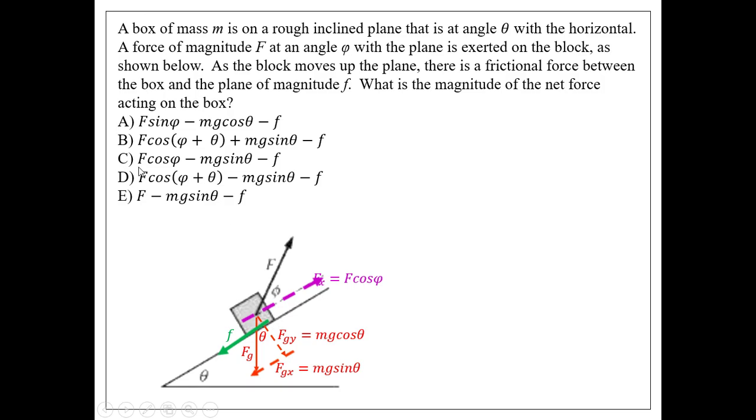Choice C says f cosine of phi, or phi, however you want to say it, minus f of gx, which is mg sine of theta, minus friction. So choice C is the only answer that matches with my vector and vector components in the x direction along the surface of the incline. So I'm just going to highlight that as my answer.